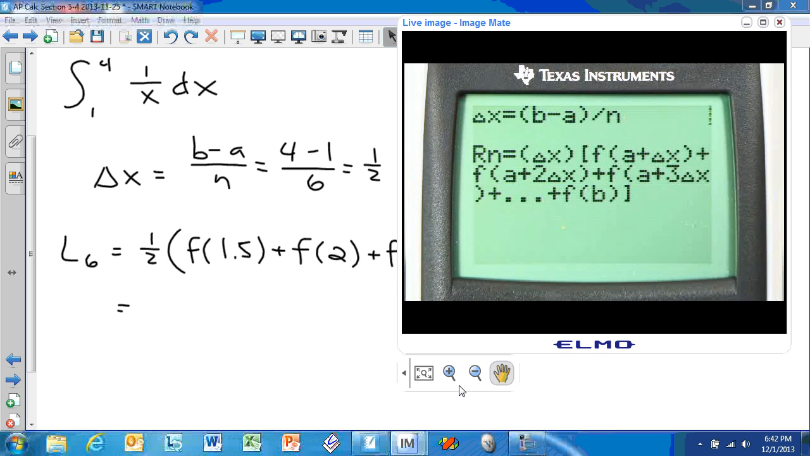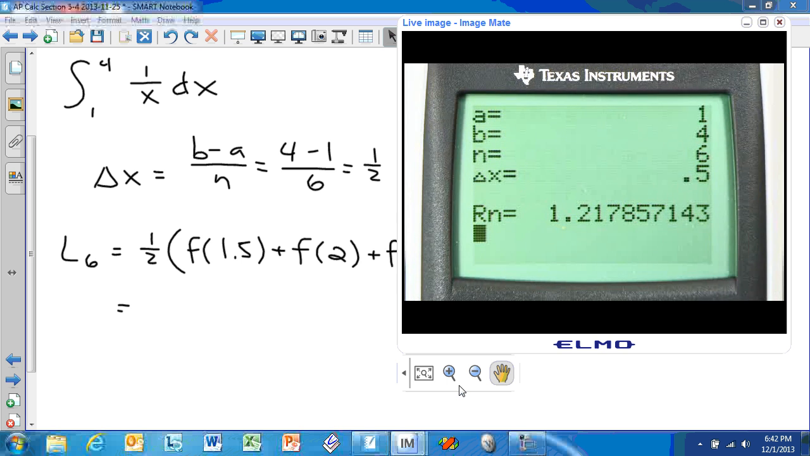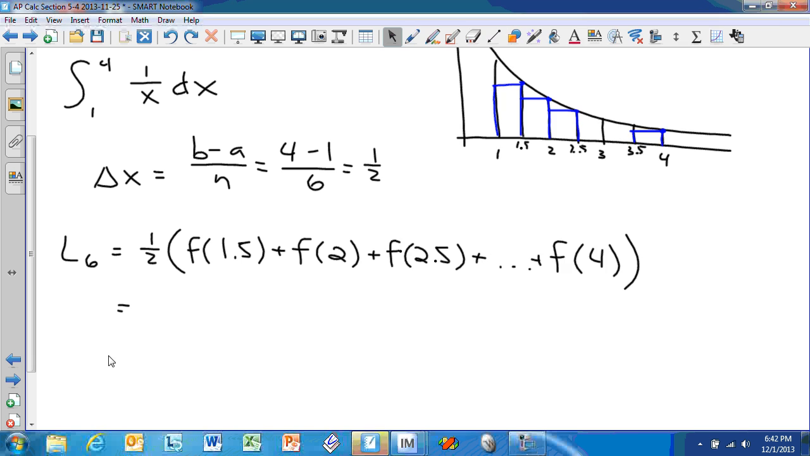It's already crunched the numbers. It shows me the formulas I need. You need to write those down, of course filling in all the values like I did with my formula. And finally, it shows you the results here. So R sub n, actually it's L sub n for us, is 1.218.